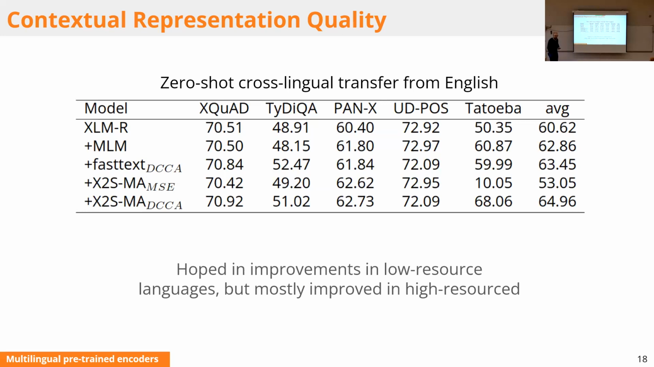And the main purpose of this exercise was that we hoped for improvements in low resource languages, and we got a reasonable improvement on average, but the improvements were mostly in high resource languages.